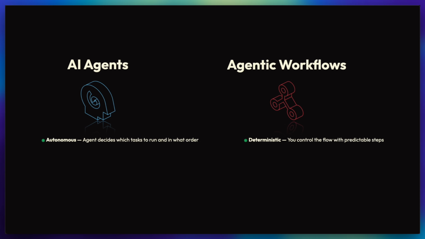Agentic workflows, on the other hand, are deterministic. You define the steps, you control the flow, the system follows a set of predictable, predefined stages, and nothing is left to chance unless you explicitly allow it.